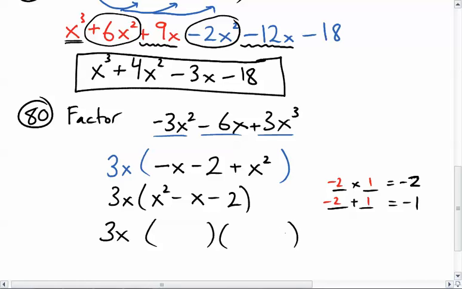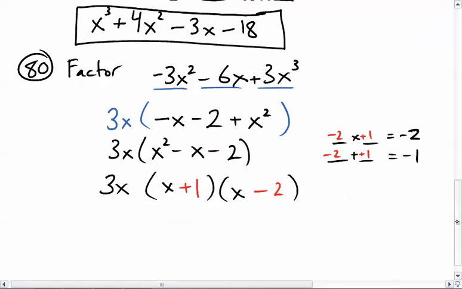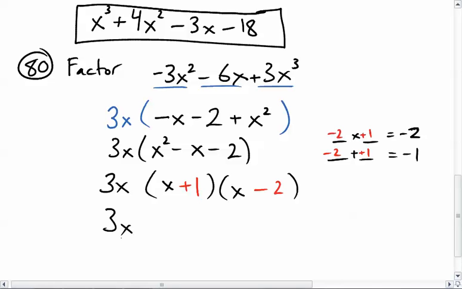So we'll stick our negative 2 and positive 1 into the brackets, doesn't matter the order. And at the front of the brackets, we need x, because x times x is x squared. So the final factorization is 3x, x plus 1, x minus 2.